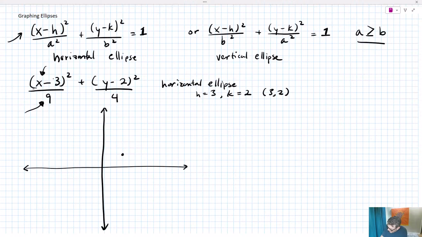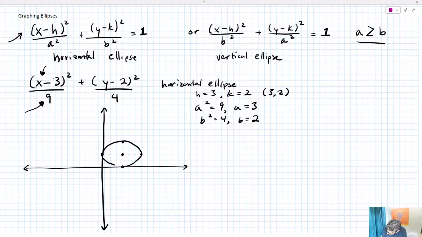Now notice that a squared will equal 9, and so consequently a is going to equal 3. We'll always just utilize the positive version because we can't have negative distances, and a is a distance. Then b squared is going to equal 4, so b ends up equaling 2. So 1, 2, 3, 1, 2. Our major axis has a length of 6, excuse me, and our minor axis has a length of 4. Then we will simply go in and draw our ellipse.